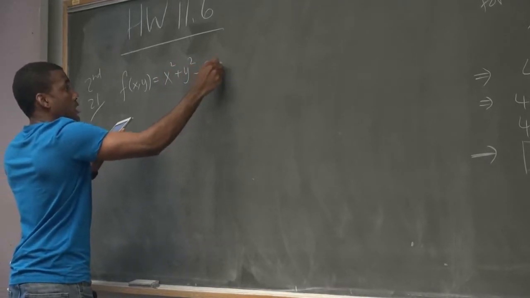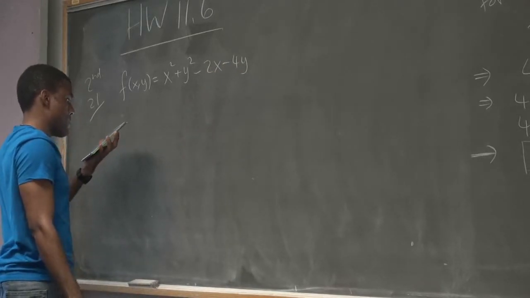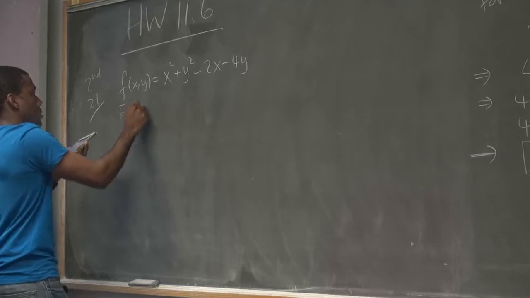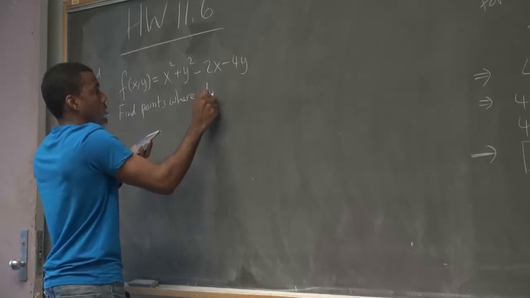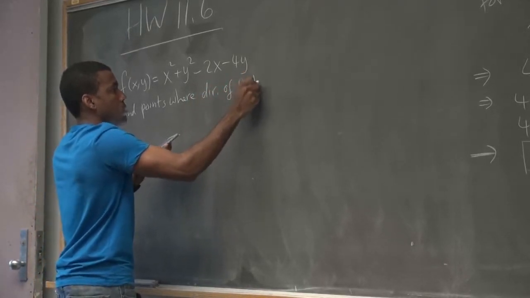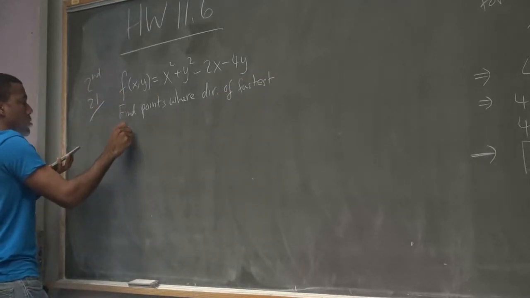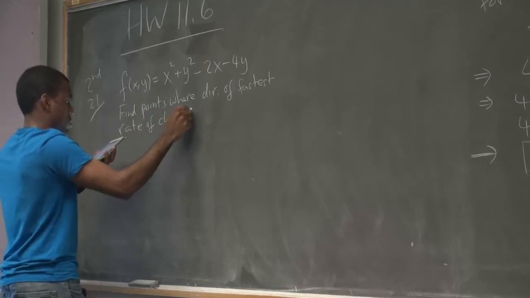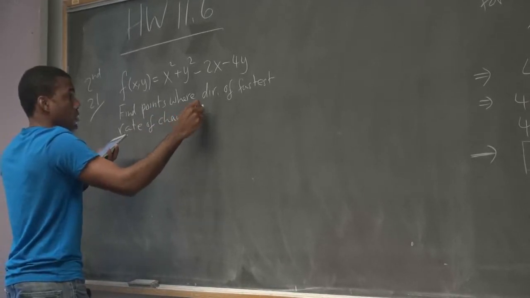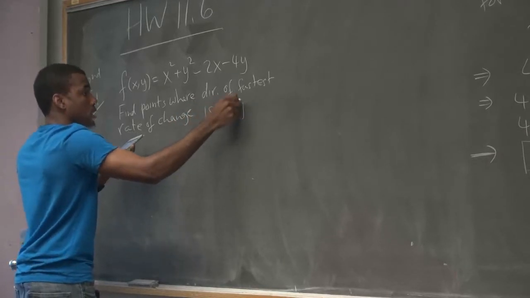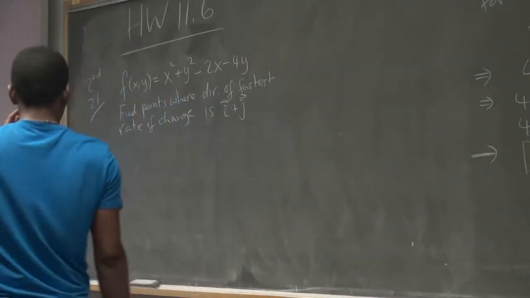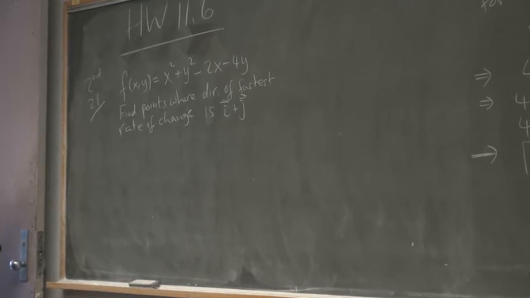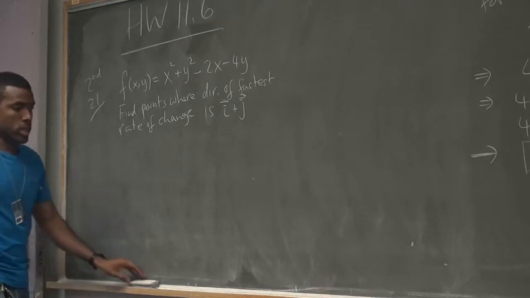Minus 2x minus 4y. Find points where the direction of fastest rate of change is i plus j. Okay. Can someone express in other words what they are asking us for?